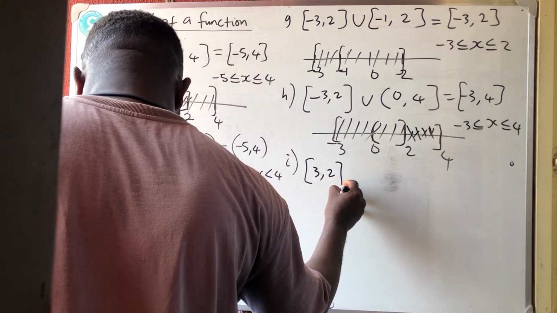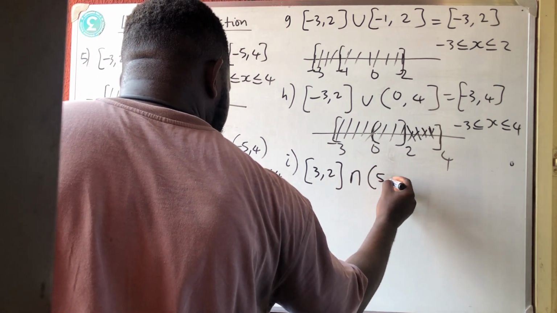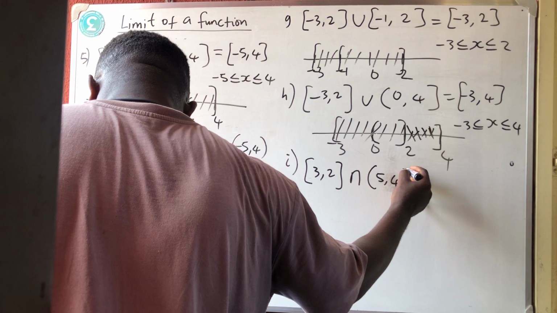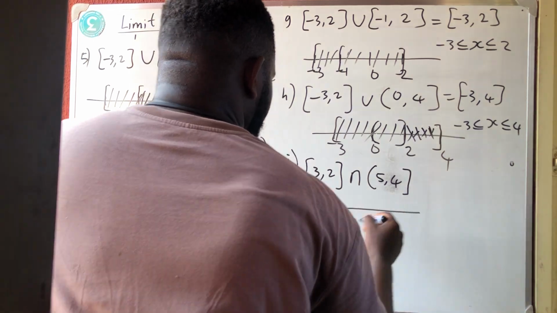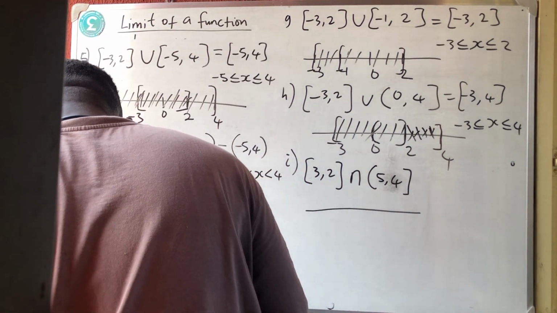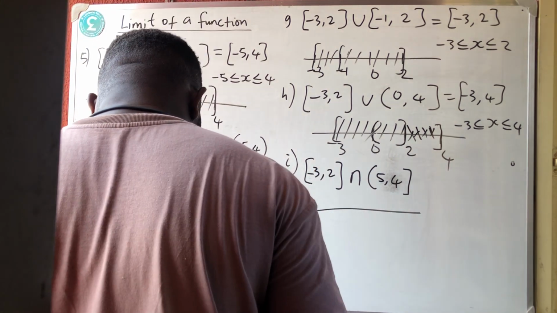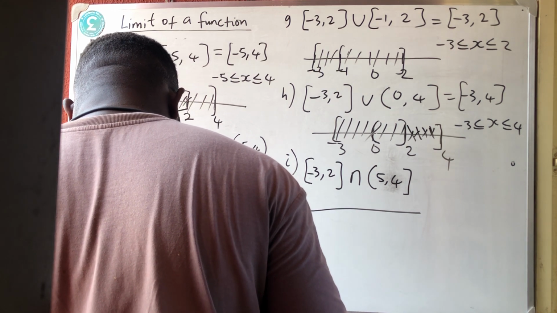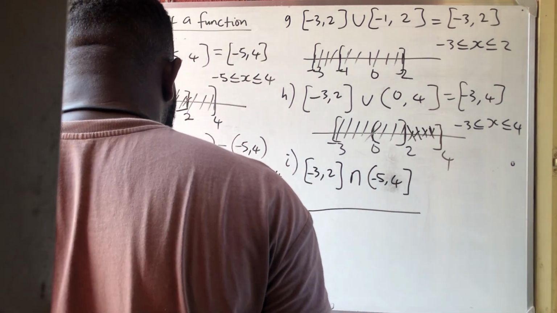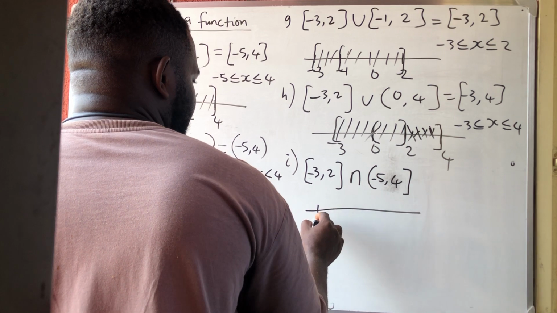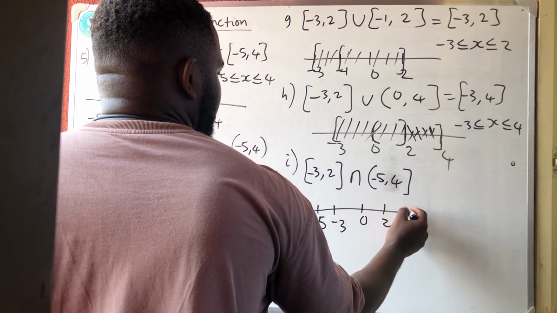So I said minus 3 comma 2 intersection minus 5 comma 4. Remember that intersection means what they have in common. Intersection means what they have in common. So let us draw. If we draw like this, is there any minus there? Okay, minus 3, and minus 5 for I. Okay, so let us draw. This is my minus 5, minus 3, 0, 2 and 4.